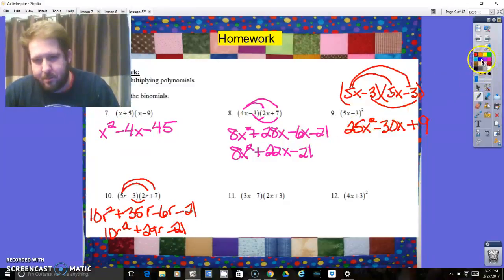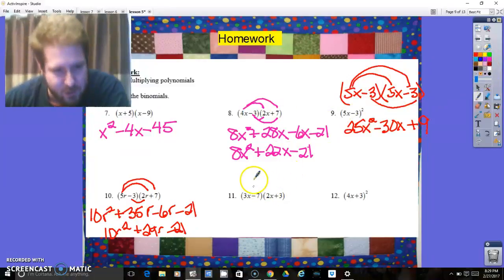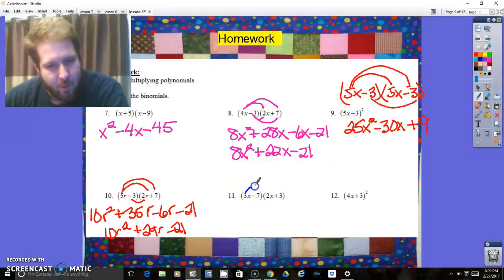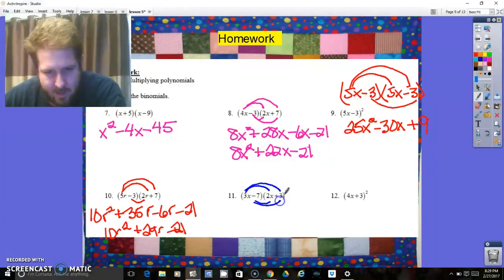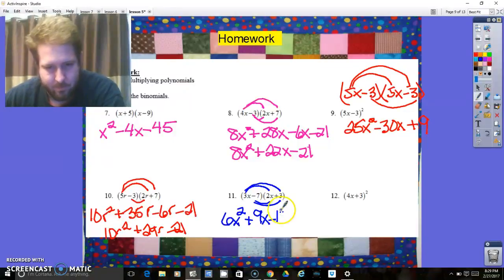Pen didn't work there. All right. Last two questions. Almost done. I'm going to FOIL again. First, outer, inner, last. So that's 6x squared for the first. Outers is 9x. Inners is negative 14x. Come on, pen. And last is negative 21.